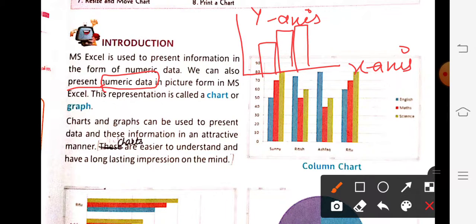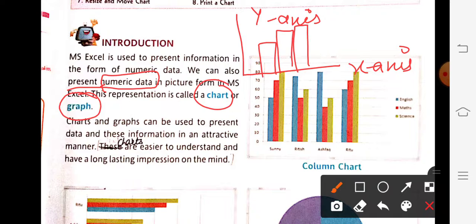Numeric data like 20, 30, 40, 80, 1000 and so on. Okay? So when we represent the numbers in the form of a graph, in the form of some pictures, I will say it will become a chart. Then the next thing that comes here is, what is the another name of chart? So the another name of chart is graph. That is the most commonly asked question. Another name of chart is graph.